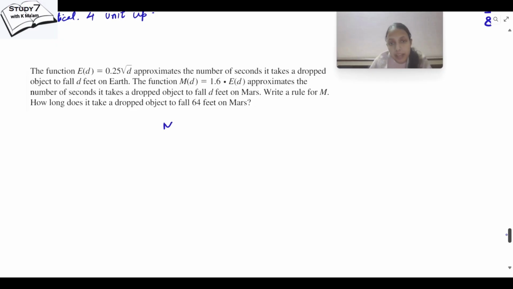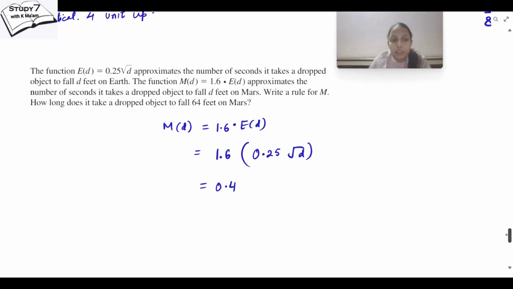Let's write m of d equals 1.6 times e of d. Substitute the value of e of d. e of d is 0.25 square root of d. Now multiply them. 1.6 times 0.25, you will get 0.4. So 0.4 square root d.